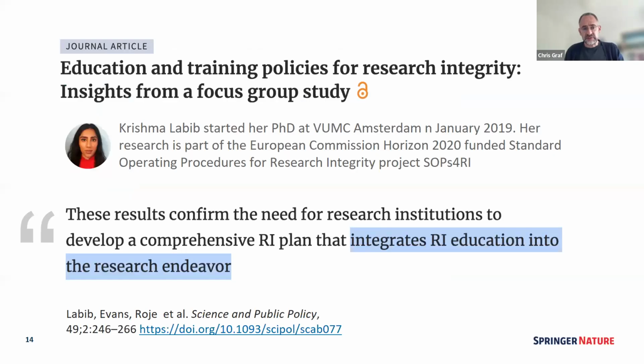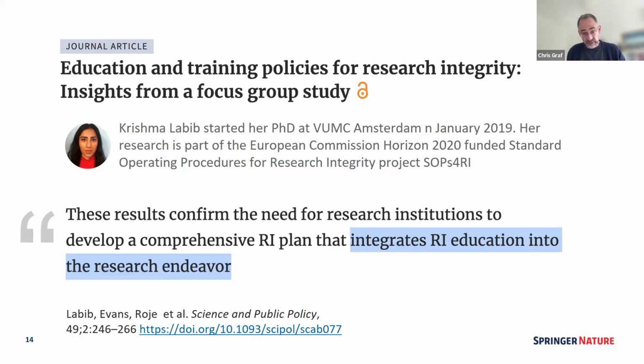This is Krishma Labib. When I prepared this slide, she was still a PhD candidate. She successfully defended a PhD at the Free University in Amsterdam earlier this year. And amongst the publications that came out, she put out as a co-author during her PhD is this one, talking about education and training policies for research integrity.